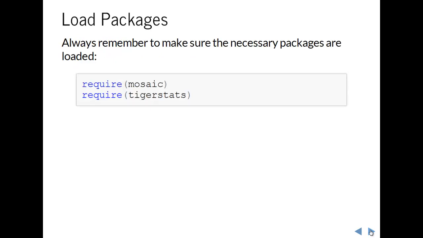Always remember to make sure the Mosaic and TigerStats packages are loaded prior to starting your work. And let's get started with expectation.